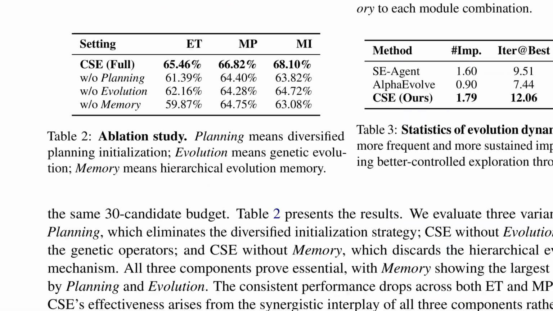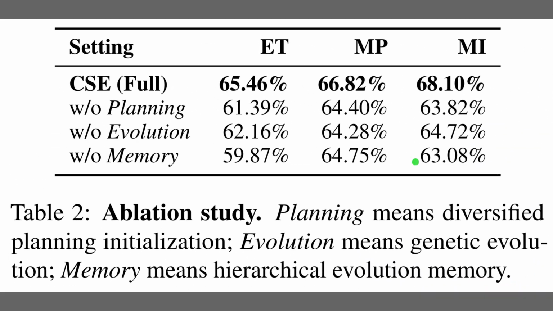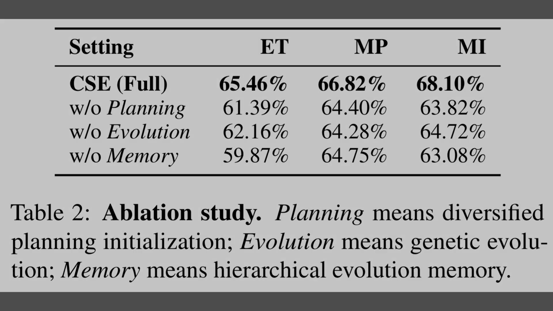Alright, having seen the evolution over time, Table 2 now dissects the contribution of each component through an ablation study. The top row shows the full model's robust performance, hitting a memory integral of about 68%. Below that, the table lists the results when specific modules are removed. Most notably, the bottom row reveals that removing the hierarchical memory causes the sharpest drop, pulling execution time efficiency down to under 60%, which confirms that memory plays a critical role in anchoring the system's success.